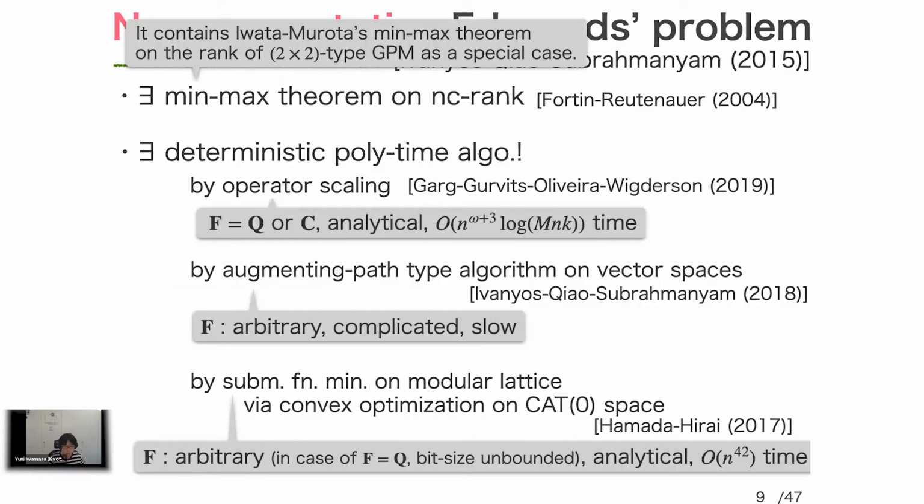And the non-commutative Edmonds problem has a minimax theorem, while Edmonds' problem doesn't. And surprisingly, there exists a deterministic polynomial time algorithm for the non-commutative Edmonds problem. So there are three kinds of polynomial time algorithms which were developed independently. But they are analytical, or complicated, or slow.